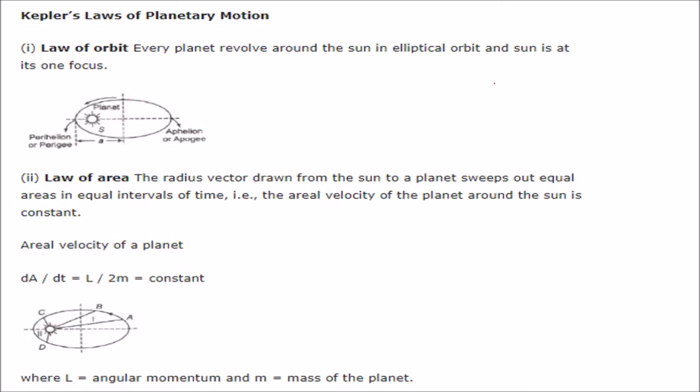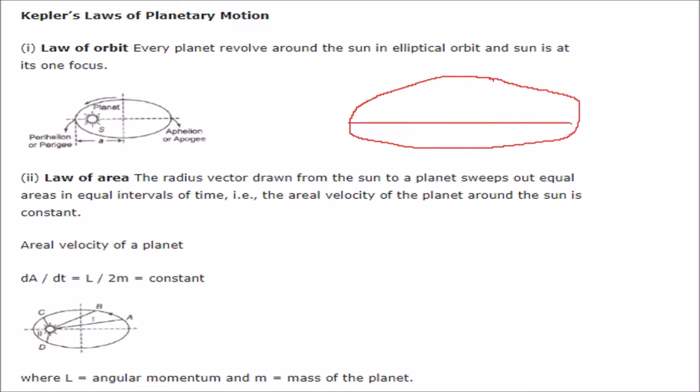So if I can make it a bigger one, this is an ellipse. Then we have this as the major axis, this as the minor axis. So for an ellipse, we have two foci, one here, one here. Then the first law, which is the law of orbit, says that every planet revolves around the sun in this elliptical orbit when the sun S is at one focus.